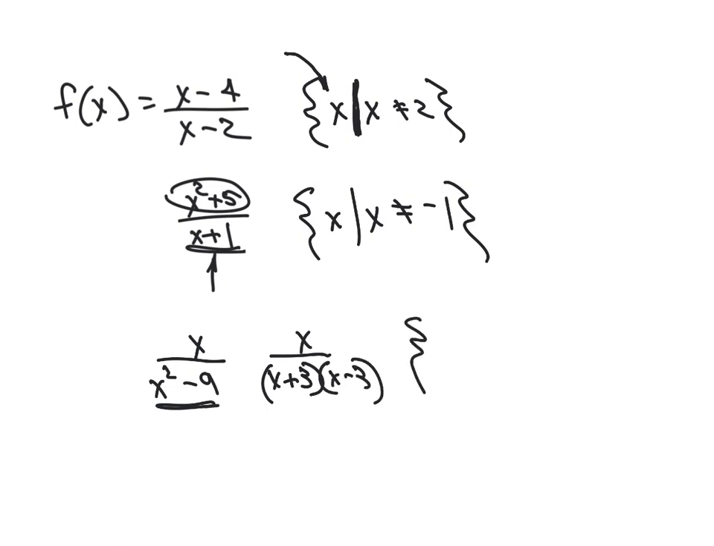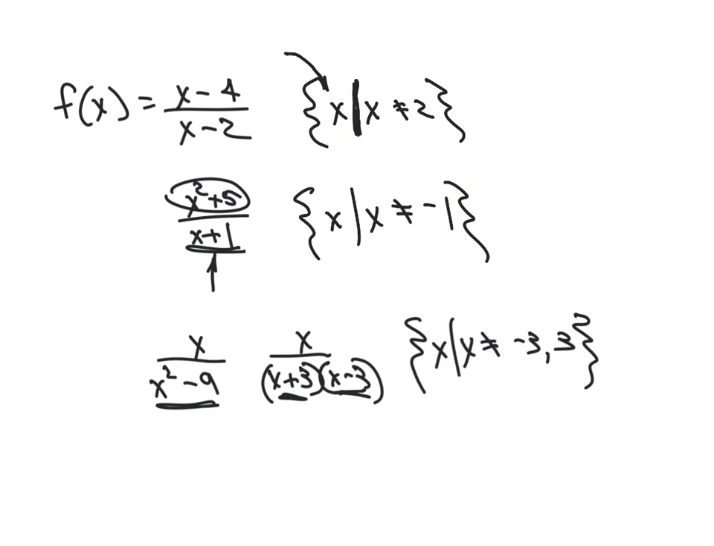Now we can do x such that x cannot be equal to negative 3, because that would make the denominator a 0. And 3 would make that a 0. So there's two numbers that don't work. Yeah, like my little parenthesis there.